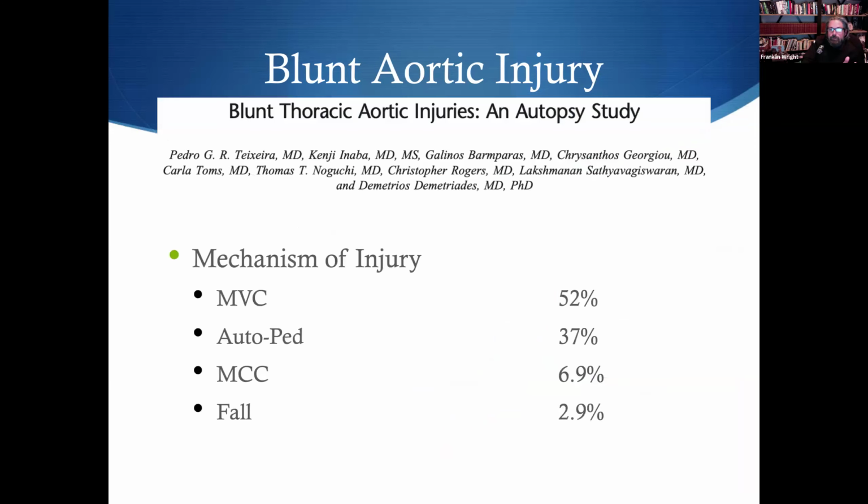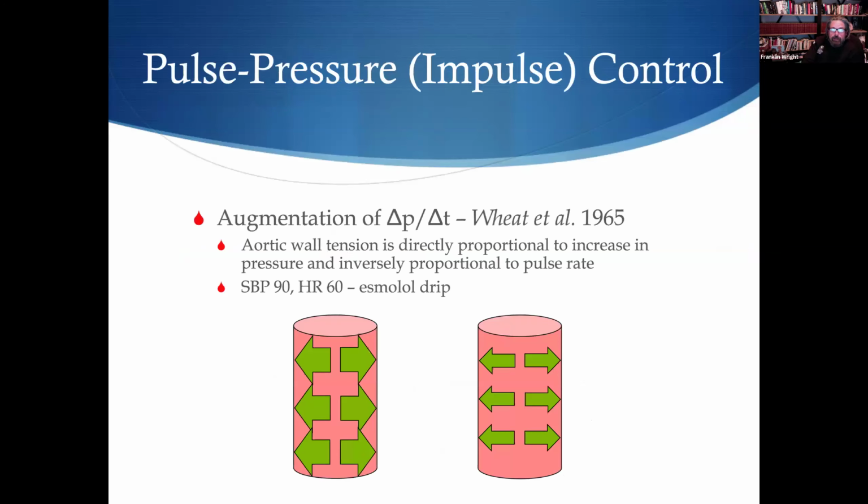A more recent study out of the LA County group looked at patients that had blunt aortic injuries. More than half of them were from MVCs, a significant portion from autoped, a smaller percentage from motorcycles, and a smaller percentage from falls. Again, some of this mirrors the overall rates of these injuries. But any of these trauma mechanisms can lead to aortic injury.